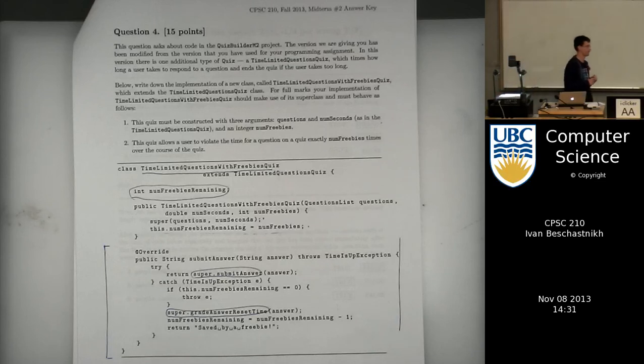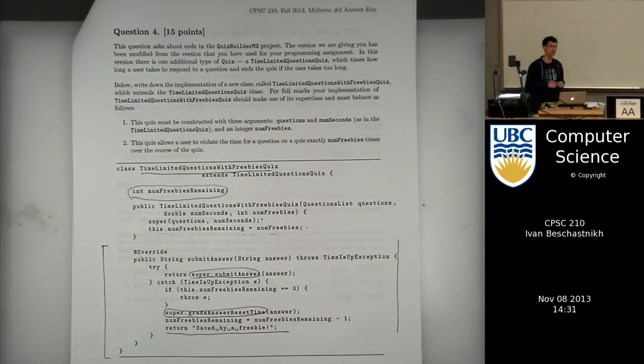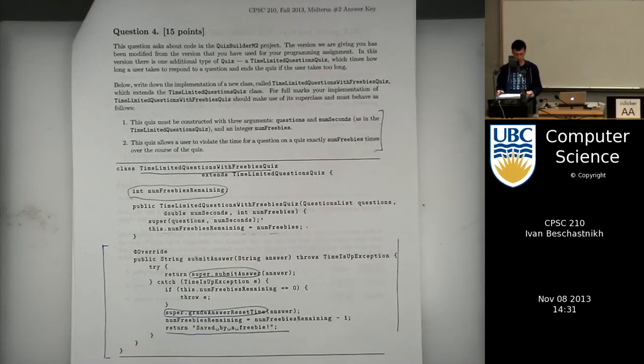Lucas? I don't think you could actually use super.submitAnswer because it would print out a statement which wasn't accurate if you did. Yeah, so we're not looking for the validity of the string that you return. So if you return empty string, you return the string that was generated by submit answer, we didn't care. What we cared about is the behavior that's defined in the bullet points for the class. Right? So this quiz must allow the user to violate the time per question exactly this number of times. Right? So if you wrote a quiz that did that, you got full marks.